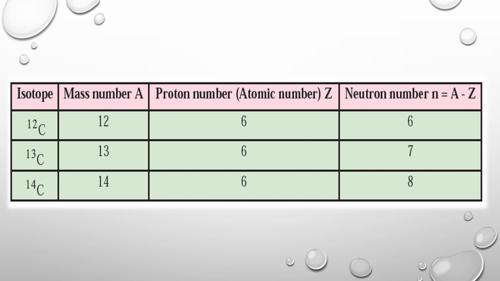Here for 12 carbon, mass number is 12, proton number is 6. If I subtract them, I get 6 as the neutron number. For 13 carbon, mass number is 13, proton number is 6, you subtract them to get the neutron number, that is 7. Mass number for 14 carbon is 14, proton number is 6, you subtract them to get the neutron number of 8. You can recheck it by adding also. Proton and neutron, if you add them, you should get the mass number. Okay, I hope this is clear.